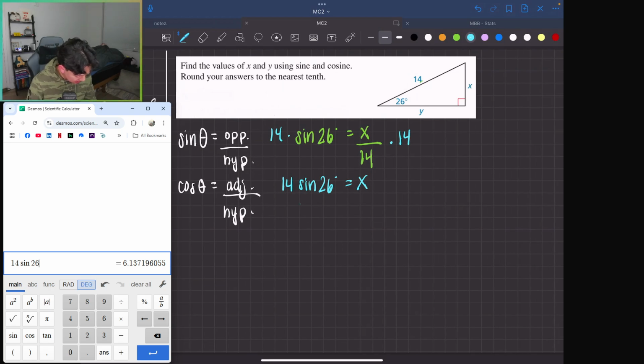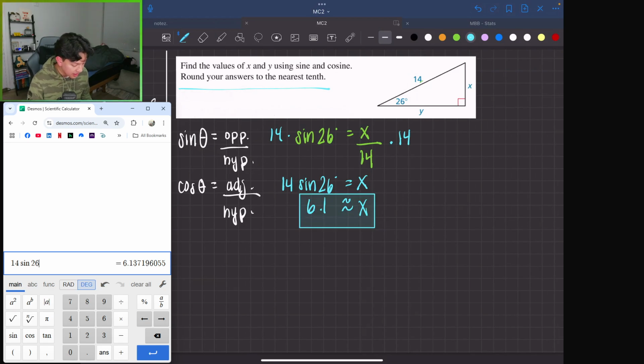So 14 times sine of 26 degrees. So x is going to approximate to 6. It says round your answers to the nearest tenth. So 6.13 is going to approximate to 6.1. So that is the value of x.